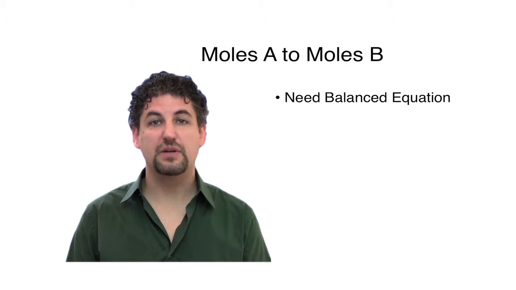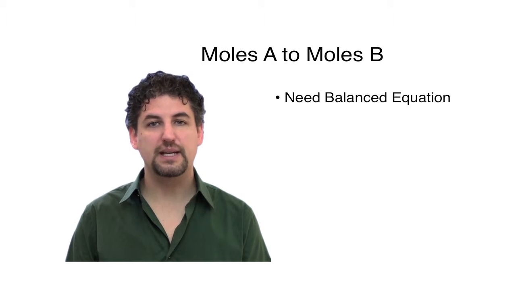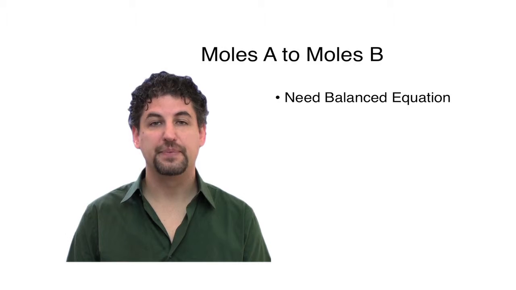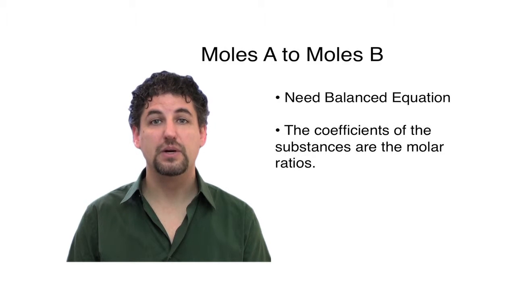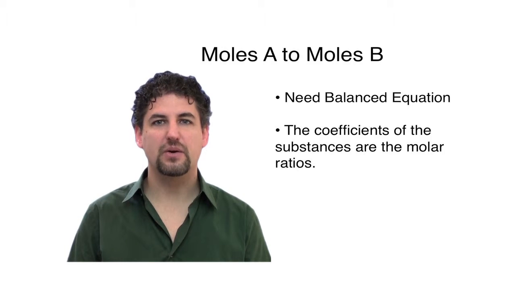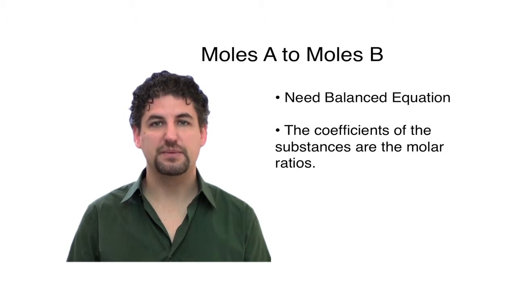The next step just involves looking at the coefficients of the substances that are involved. Don't worry if there are more than two substances in the problem. There probably will be, but you really only need to focus on the two that the problem calls for. Those coefficients are the molar ratios, and they are very important because the molar ratios tell you how the proportions work. Kind of like when you're making a cake and you need to know how many cups of flour to how many cups of sugar. That kind of proportion is what I'm talking about. Those are the molar ratios.